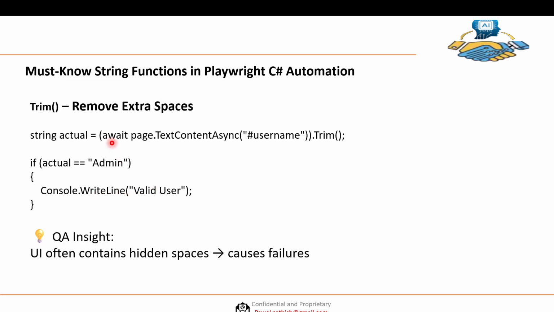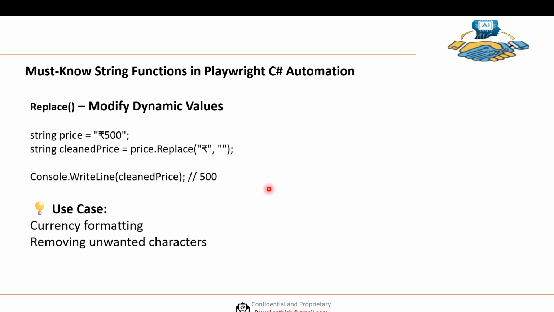The next is Trim. If we need to remove extra space, then we can use Trim, and here we can do the exact equal comparison. Here you can see I use Trim: using the #username selector, it stores the value in actual, and after that Trim removes the spaces on the left side and right side. The UI often contains hidden spaces, so Trim removes them, otherwise our script will fail. Then Replace, with which we can modify dynamic values.